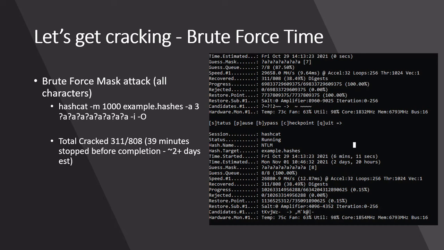All right, so this time we're going to try a brute force mask attack, and all 8 characters are going to be set to all characters in the key space. We're also going to use the capital O switch, and this will enable optimized kernels. This helps to be a little more efficient with cracking. Additionally, we're going to use the increment -i switch to increment through the mask. Now, when we look at the estimated time to crack, it's going to be 2+ days for this one. I allowed it to run for about 39 minutes, and only a few additional passwords were cracked.